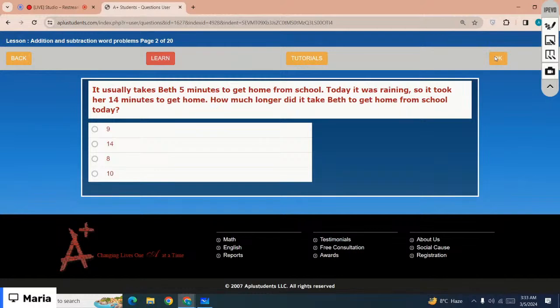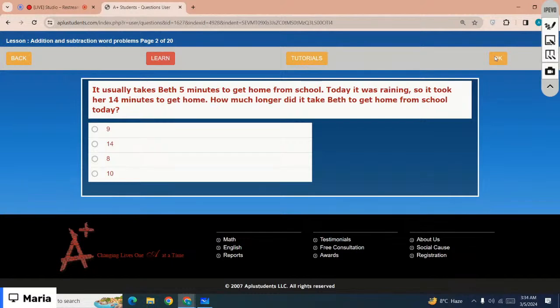Okay, the next one is it usually takes Beth 5 minutes to get home from school. Today it was raining, so it took her 14 minutes to get home. How much longer did it take Beth to get home from school? So you have to calculate the difference in the time she took to come back home from school, right? So how much longer?